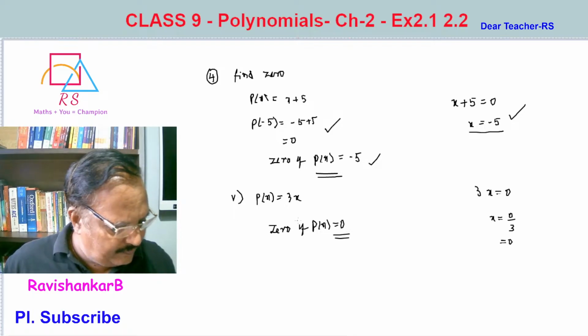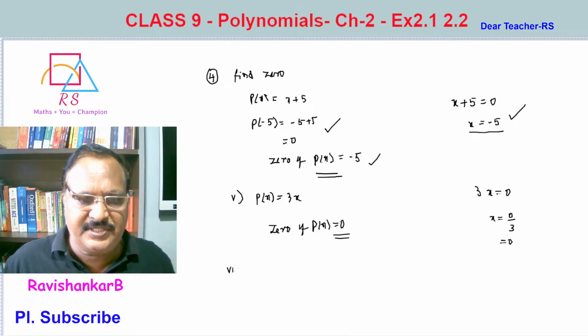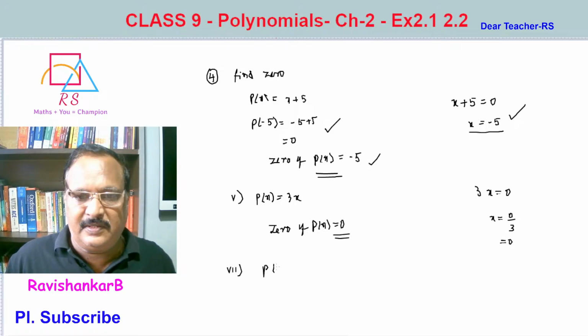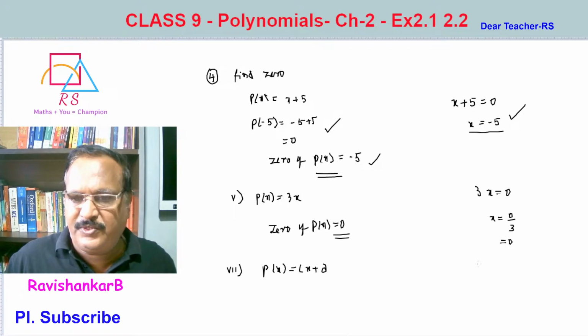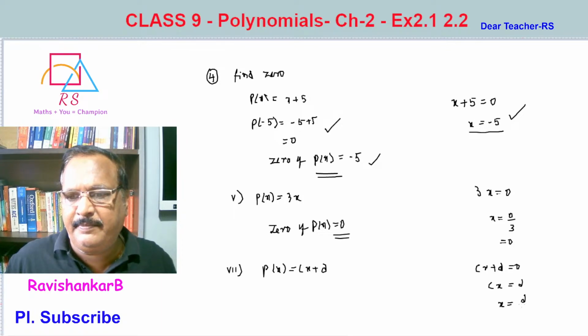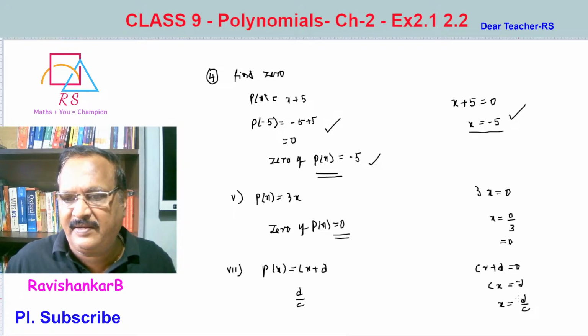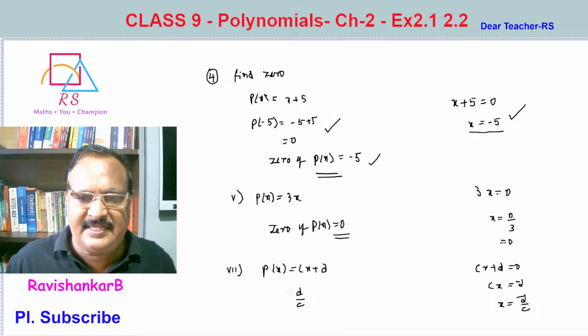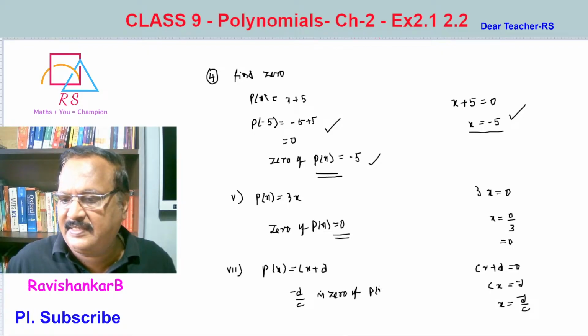Okay, cx plus d, the last question. The same procedure you have to apply. p of x is equal to cx plus d. You equate it to 0: cx plus d is equal to 0. So cx is equal to minus d and x is equal to minus d by c. Therefore minus d by c is the zero of p of x. This is how you have to do.